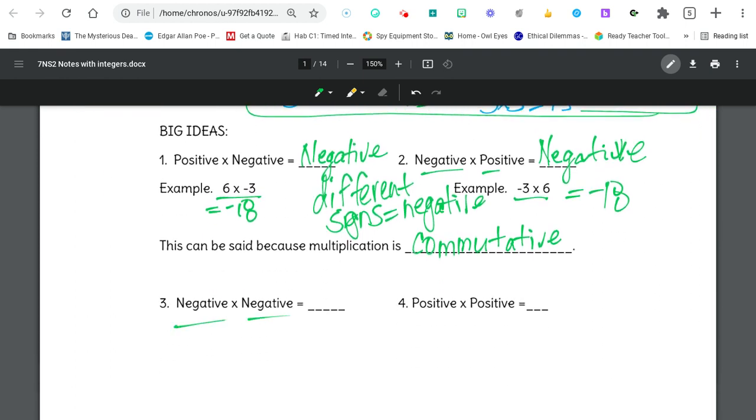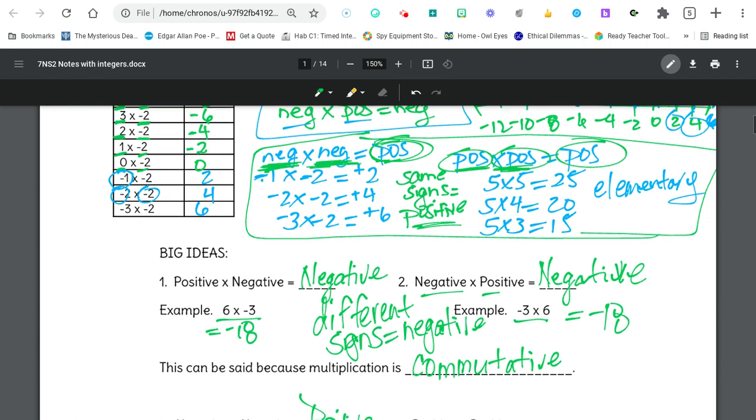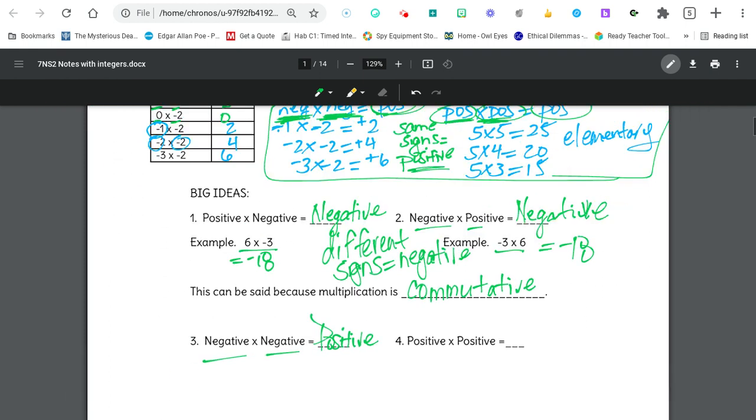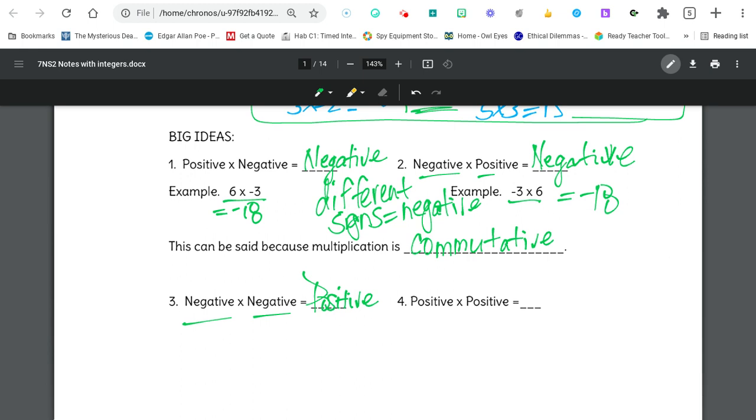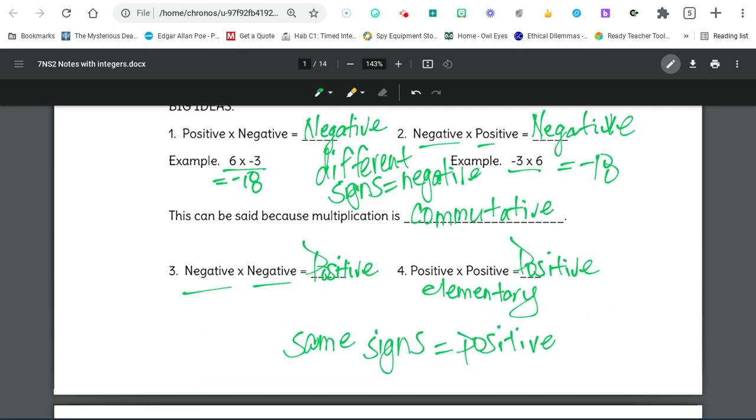All right, a negative times a negative gave us a positive. I talked to you about that right here. A negative times a negative is some positive. Or a positive times a positive, this was elementary. Elementary math, you learned this a long time ago, equals a positive. So in other words, if we're multiplying or dividing and the signs are the same, we end up with a positive, guys. Make sure you're pausing the video and taking good notes.